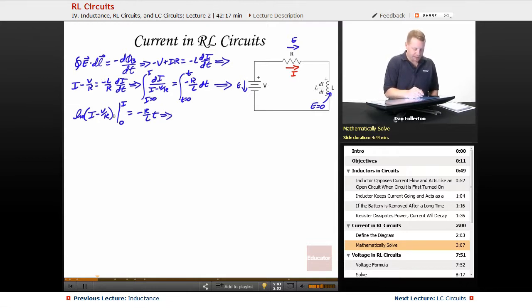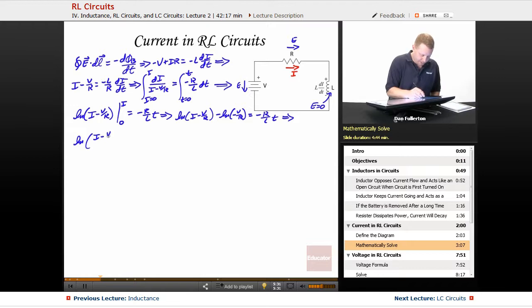All right, expanding out this left-hand side, substituting in our limits, that implies then that the log of I minus V over R minus the log of minus V over R must be equal to minus R over L times t. And the difference of the logs is the log of the quotient. Therefore, we could write the left-hand side as the log of I minus V over R divided by minus V over R equals minus R over L t. Once again, this natural log is pestering me.